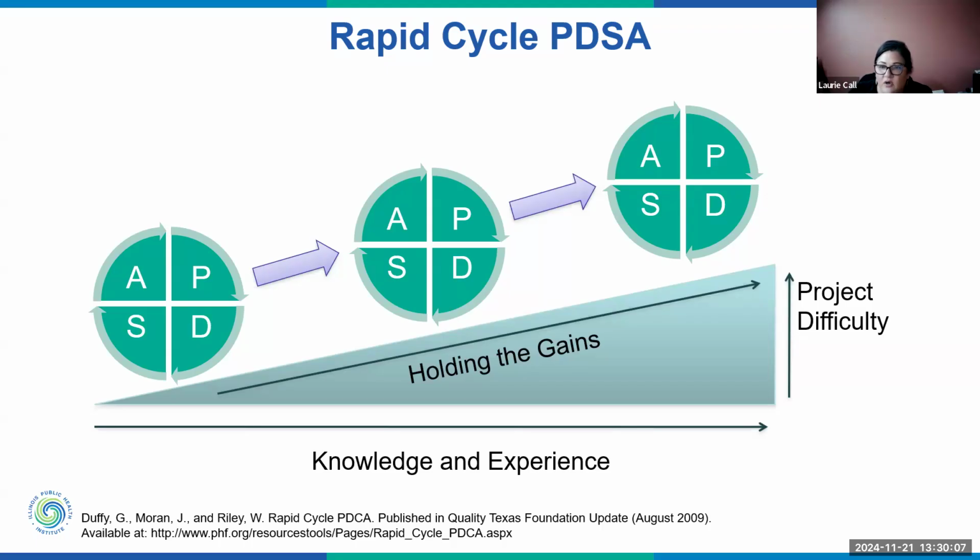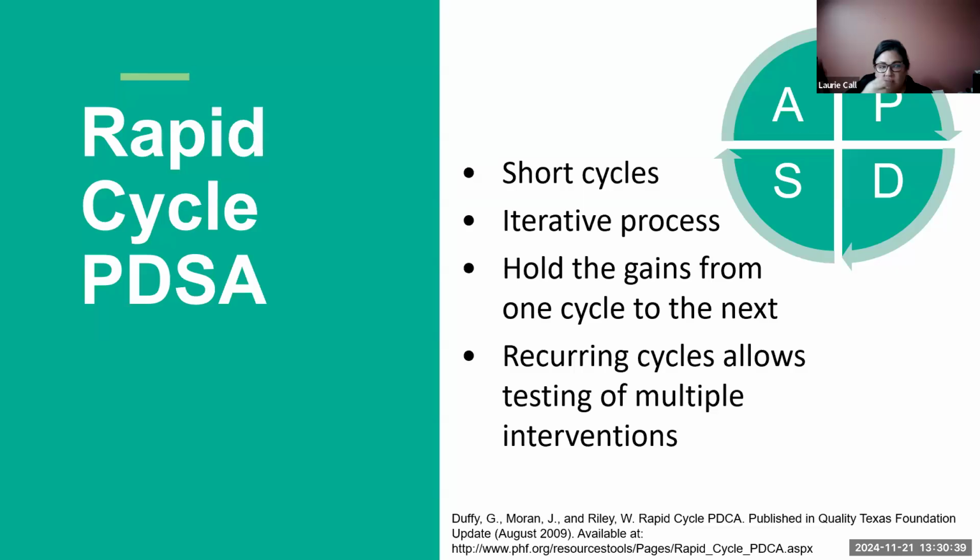What we're trying to do is hold the gains. So in that quality control where we've started seeing improvements, we want to sustain and continue those improvements. So you see that going at an up cycle throughout the project. And the more cycles we implement, the more we learn. And the more cycles that we need to implement, it's usually a more difficult problem or project.